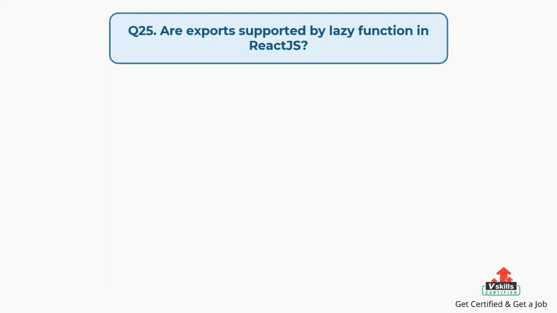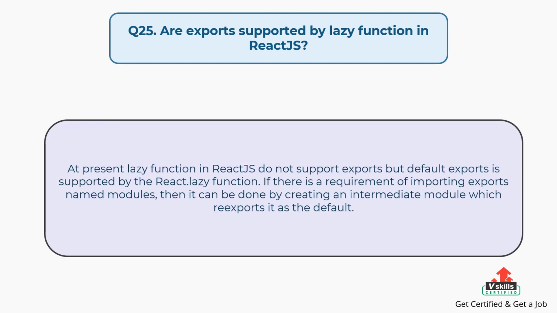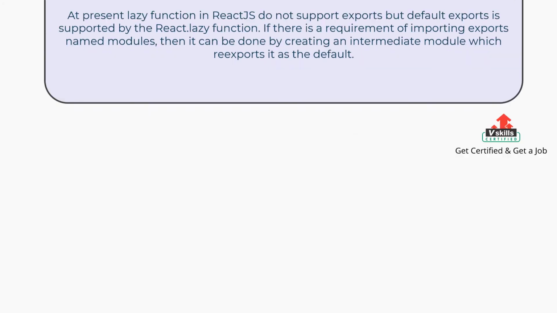Question number 25. Are named exports supported by the lazy function in ReactJS? The answer is, at present, the lazy function in ReactJS does not support named exports, but default exports are supported by the React.lazy function. If there is a requirement of importing named exports, then it can be done by creating an intermediate module which re-exports it as the default.